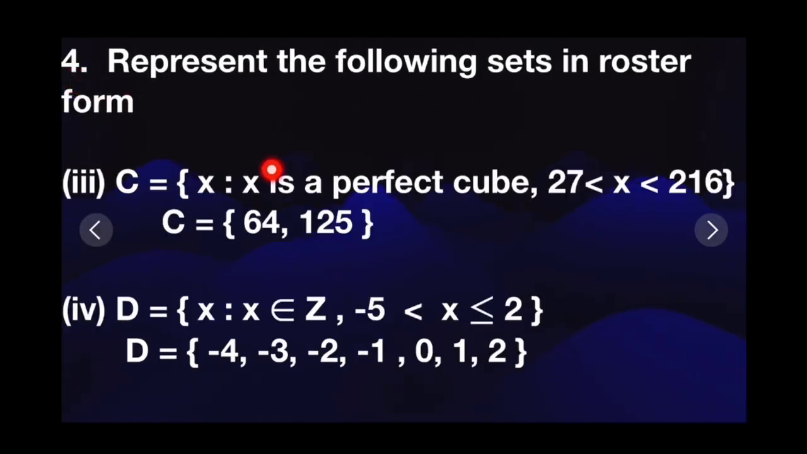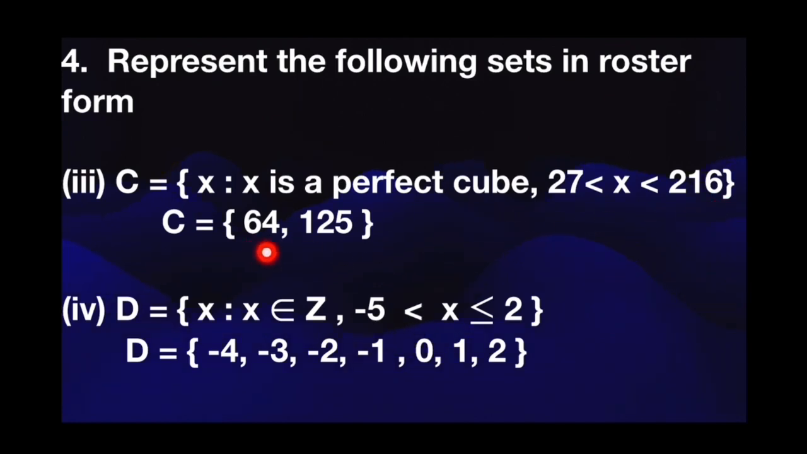Question number 4. The same question. Number 3. C. We have to write it in roster form. C is equal to x such that x is a perfect cube and 27 is less than x is less than 216. 27 is a perfect cube and the cube root is 3. 3 cubed is 27. So the next number will be 4 cubed. 4 cubed is 64, which is less than 216.